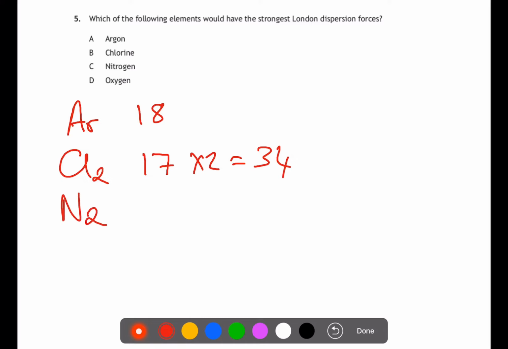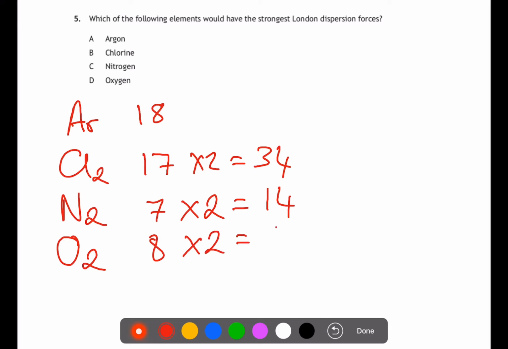Nitrogen exists as N2. Each nitrogen has 7 electrons, so in total we have 14. And then lastly, oxygen exists as O2. Each oxygen has 8 electrons, so we have 16 in total. This means that chlorine has the largest electron cloud and therefore the strongest London dispersion forces.